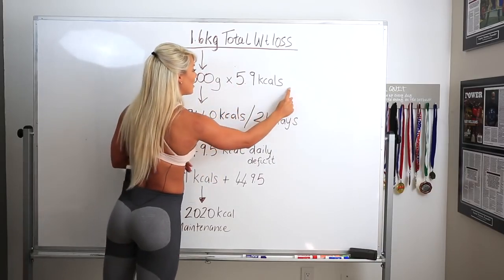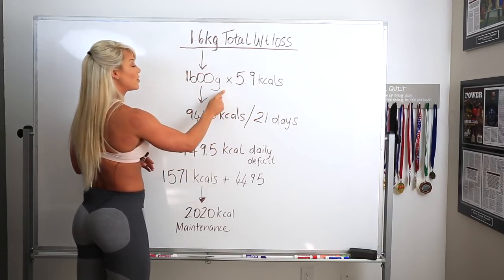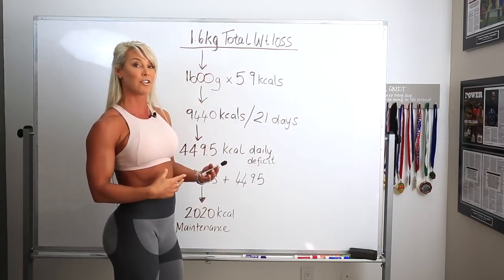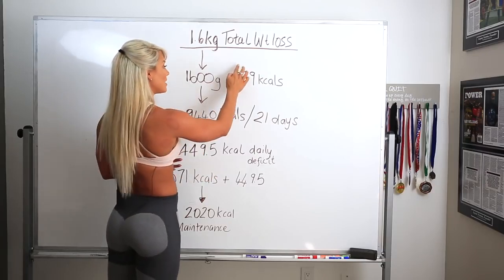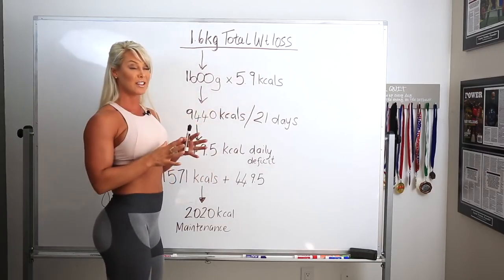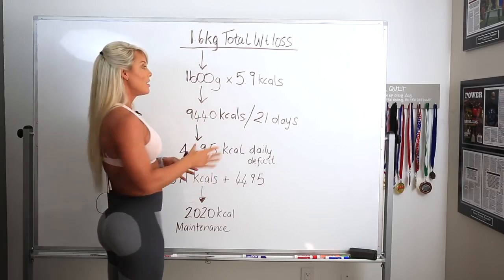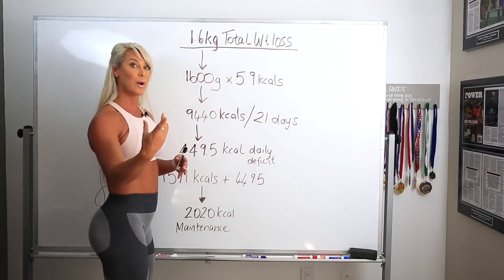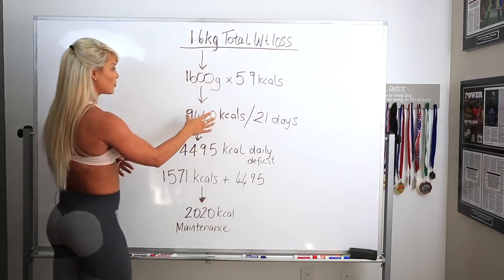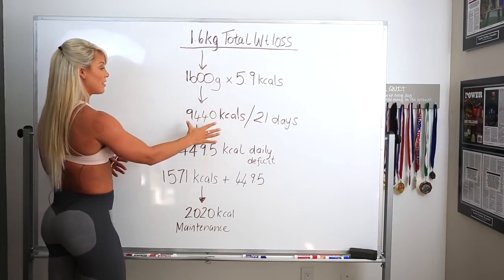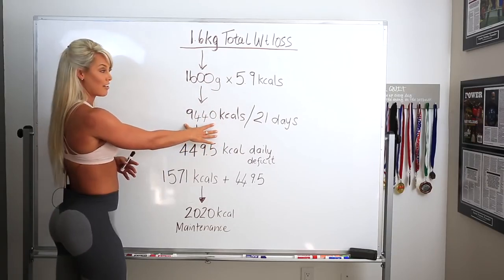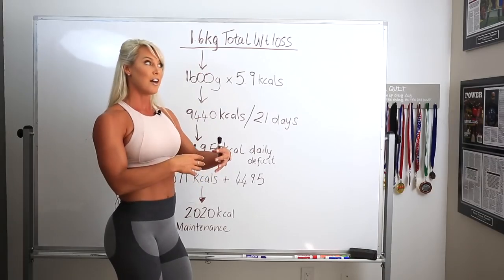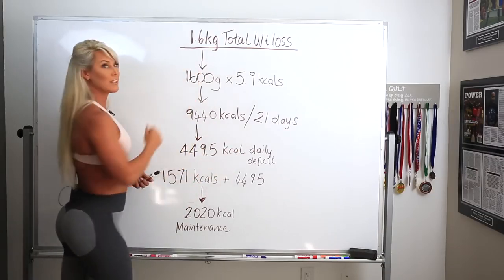Times it by 5.9. Now, this is one of the equations that we talk about and discuss in the Complete Contest Prep Guide and in Fat Loss Forever. If you want to learn how we come to these kind of numbers, all that information is actually available in that book. So this is the amount of calories that we can denote to 1 gram of weight loss or weight gain, okay? So if we multiply 1,600 by 5.9, it comes out to 9,440 kilocalories. Now that is the total amount of calorie value that it took for me to lose 1.6 kilos.